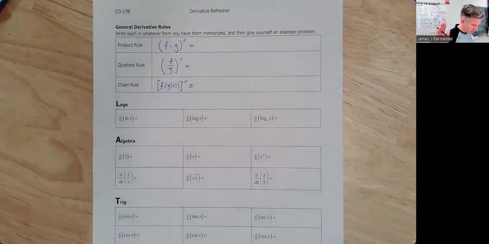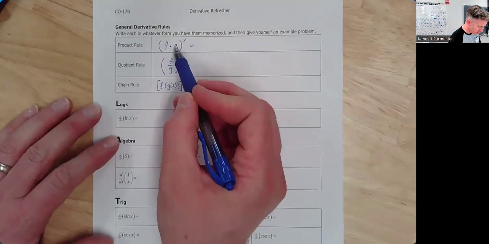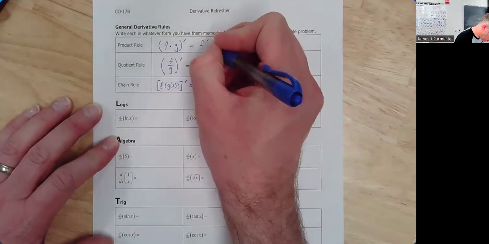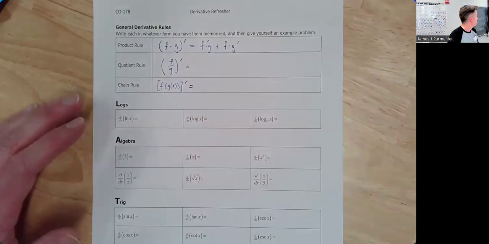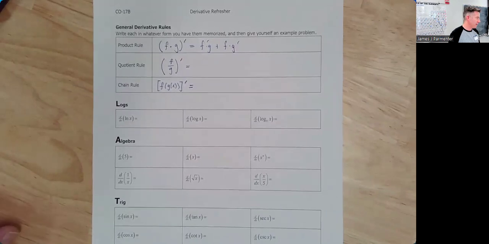So let's talk about this. Product rule. There's lots of ways to write it. One way of writing it is that the derivative of f times g is f prime g plus f times g prime. You write it as f prime of x times g of x plus f of x times g prime of x.